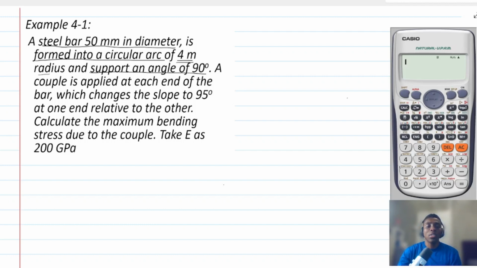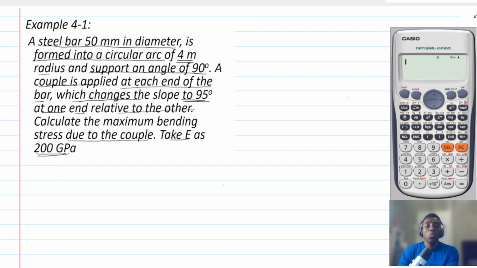Now, a couple is applied at each end of the bar, which changes the slope to 95 degrees at one end relative to the other. So we are to calculate the maximum bending stress due to the couple, or in other words, some bending moment. So we are to calculate that bending stress from that couple. E is given as 200 gigapascal. How can you solve this problem?